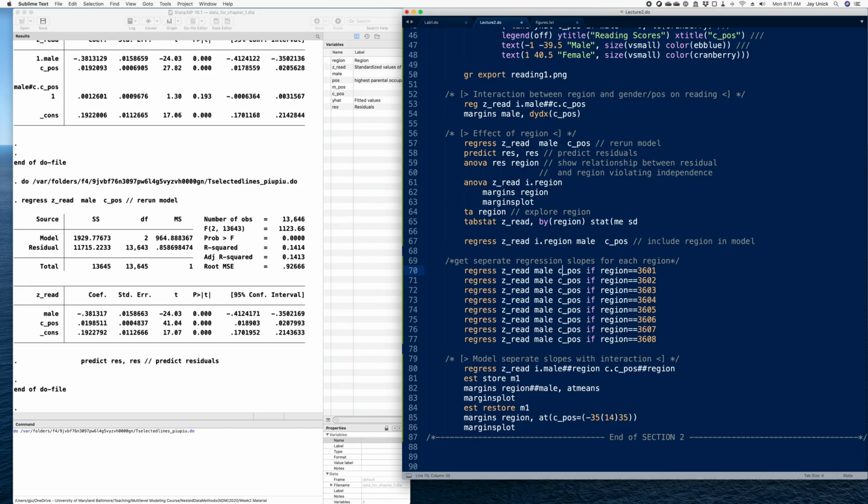So here we have the different regressions. We're going to regress for the first region, the second region, the third region, the fourth region, the fifth region, the sixth region, the seventh region, the eighth region. We're just getting a regression for each region. There's nothing magical about what we're doing here. We're just running a separate regression for each geographic unit. That allows us to get a slope for each geographic region, a slope for male, a slope for socioeconomic status, and an intercept. By doing so, we're able to get an accurate assessment of what's the effect of each of these variables within each region.